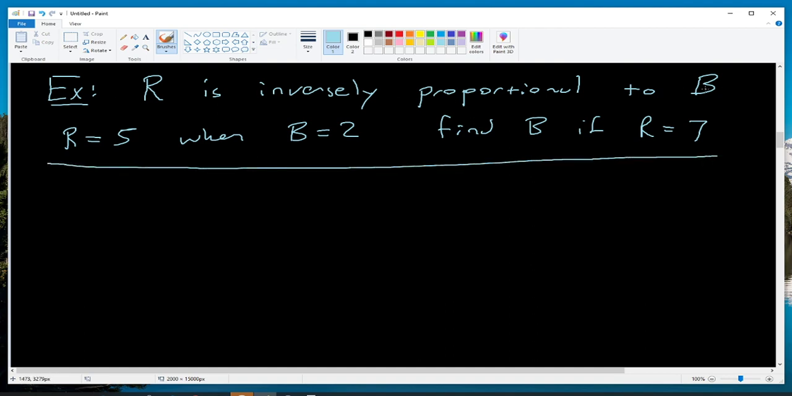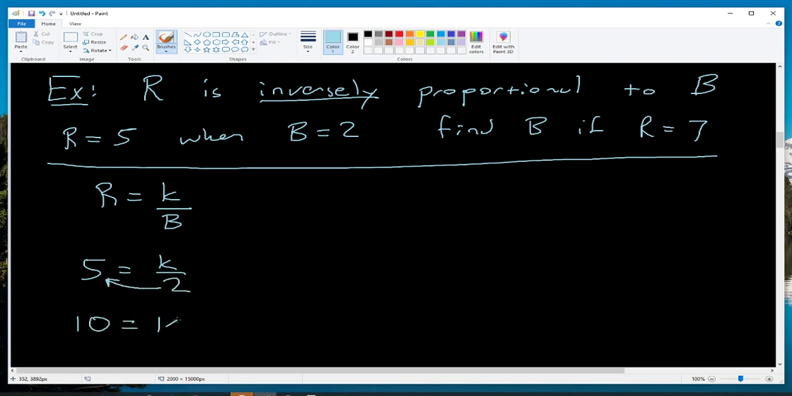So R is inversely proportional to B, says R equals K times, inversely, inverse means divide. So R equals K divided by the B. So this is our equation. R is 5 when B is 2. Multiply the 2 across. 5 times 2 is 10, so 10 is our K. So R equals 10 over B.